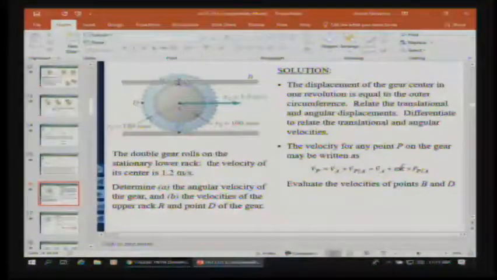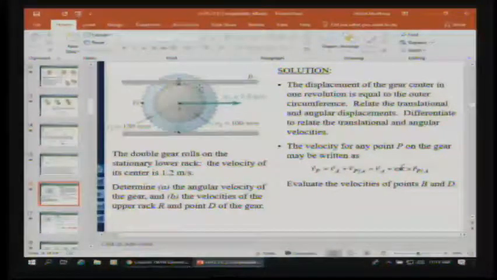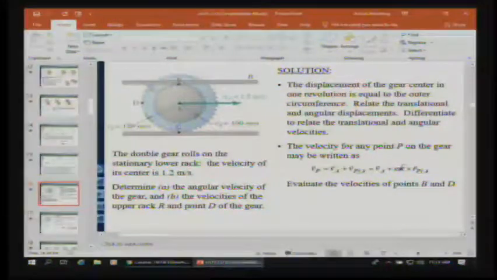Which makes sense, right? If we're going around like that, that's going to move forward. If this is moving to the right, that's also going to move to the right. So we have a stationary gear down here, a stationary rack here. The gear moves, and the upper rack will move based on the rotation of that gear. Now, if you notice here, if this is a double gear, the upper rack is meshed with the inner gear.